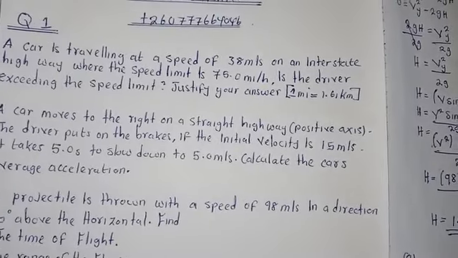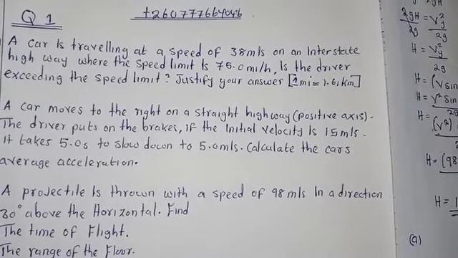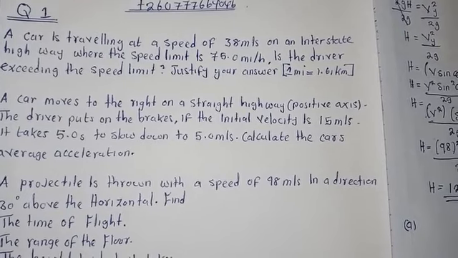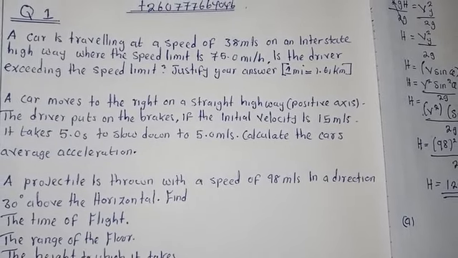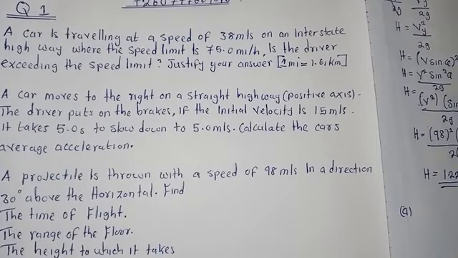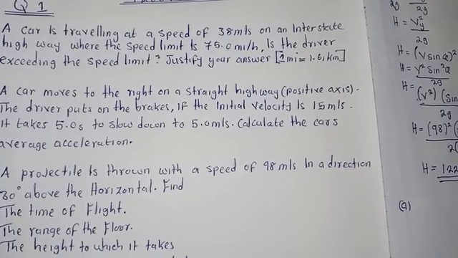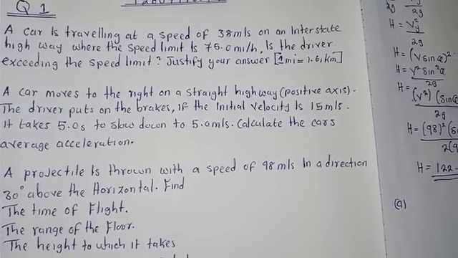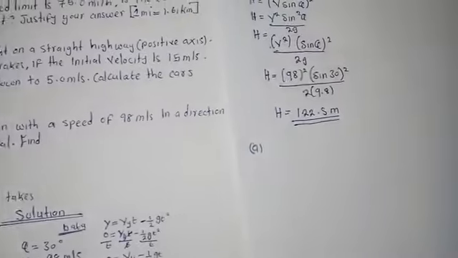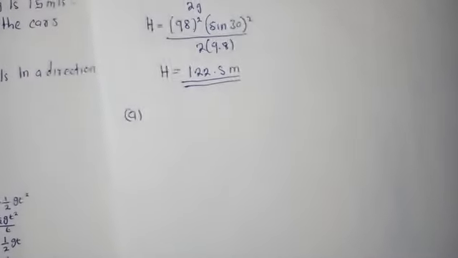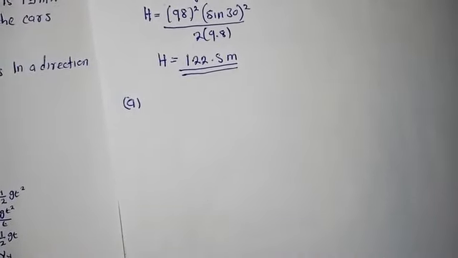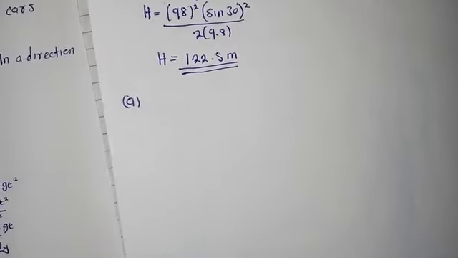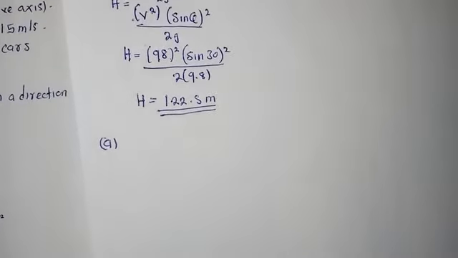The question is simply saying that a car is traveling at a speed of 38 meters per second on an interstate highway, while the speed limit is 75 miles per hour. Is the driver exceeding the speed limit? Just find your answer. Now, these questions are just testing your mind. They just want to see whether you know what you are doing in physics.